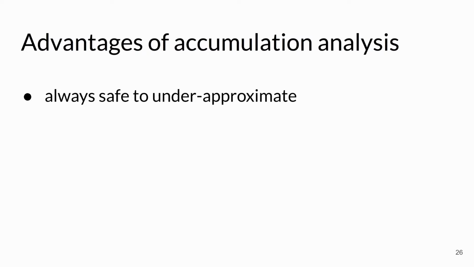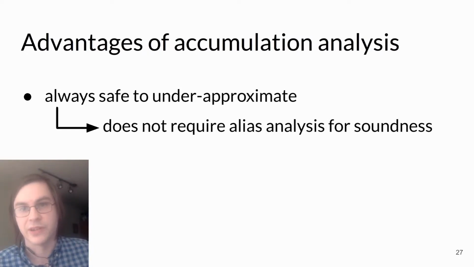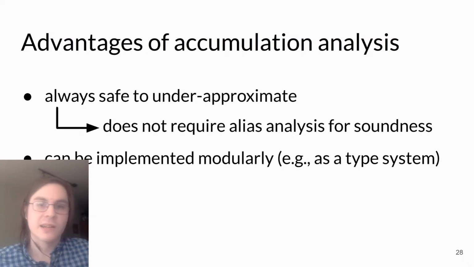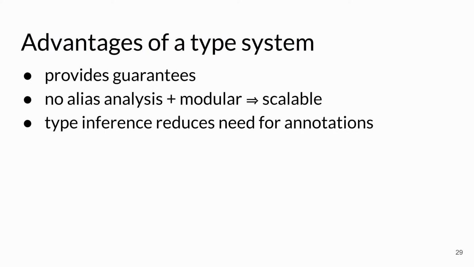Because once we've reached that build state where it's acceptable to build the object, we would never get out of it. And this means that we can throw away information about aliasing. We do not need the alias analysis or pointer analysis for soundness. This is a very powerful ability because it allows us to implement this analysis modularly, that is, as a standard type system as opposed to a full type state system. And a type system has a number of advantages. First, it still provides the same kind of guarantees that you would get with the full type state analysis. But with no alias analysis and being a modular type system, it scales much better. And we can use all the standard tricks from the type systems literature to reduce the need for annotations and improve performance and so on that you would normally expect.